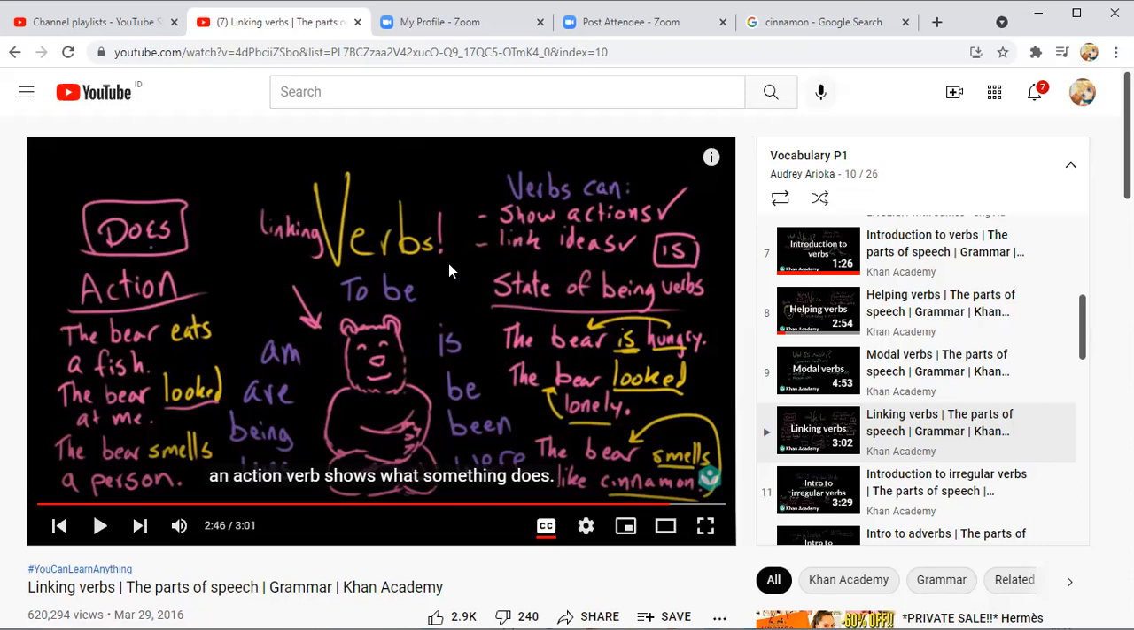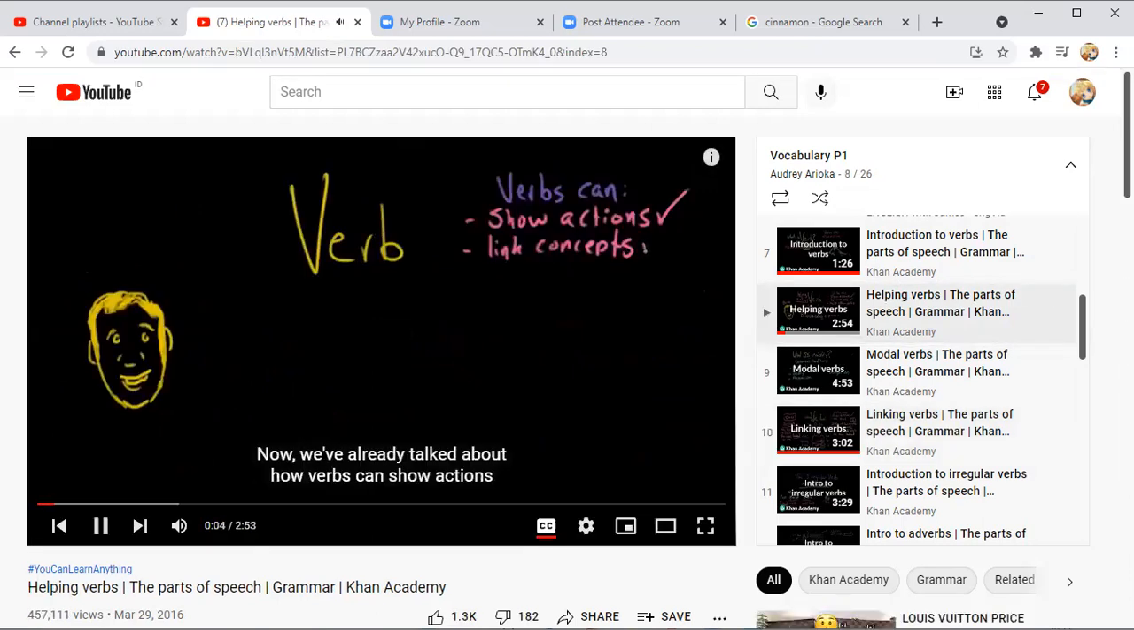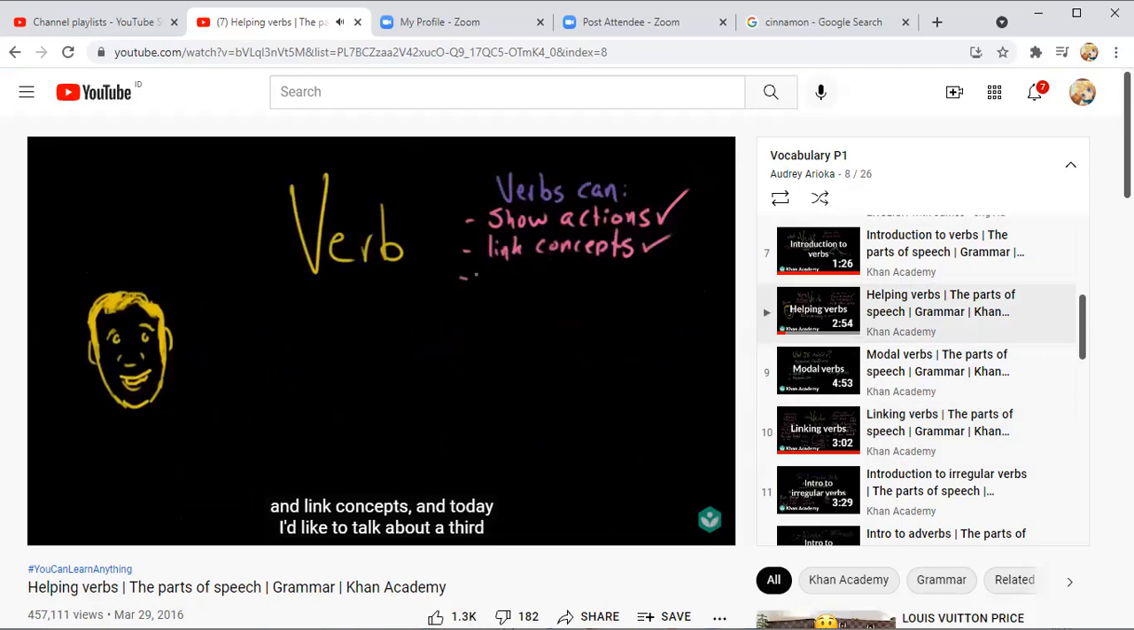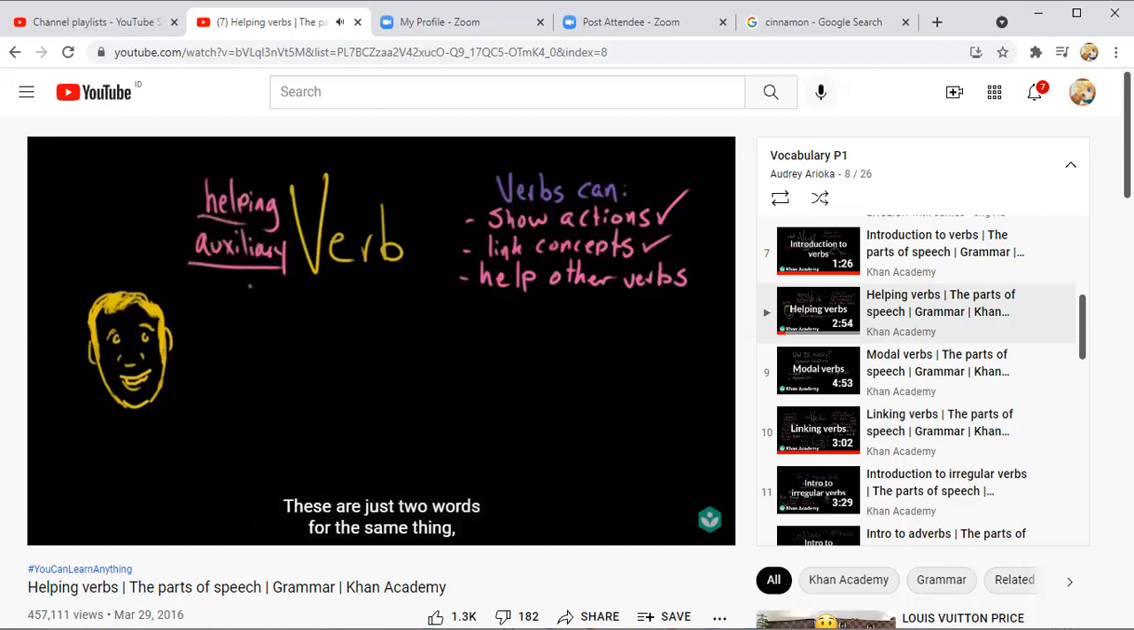Okay. And then the next one is the helping verb. Hello, now we've already talked about how verbs can show actions and link concepts. Today I'd like to talk about the third function of the verb, which is helping other verbs. Now we call this the helping verb. You may have heard it called that, or the auxiliary verb. These are just two words for the same thing. Auxiliary is just a more Latin way to say helping. That's all it means. Now I've brought along an image of my friend Brian to help explain this principle.